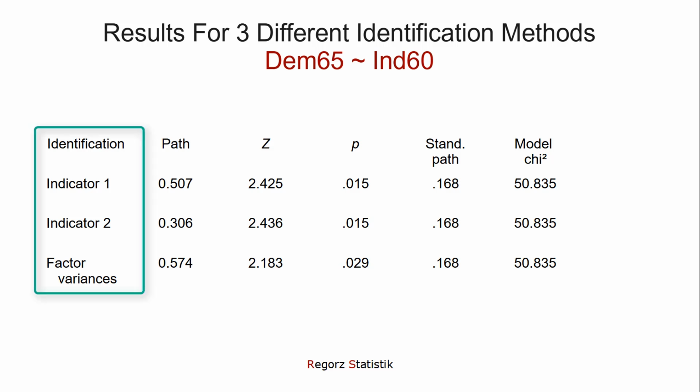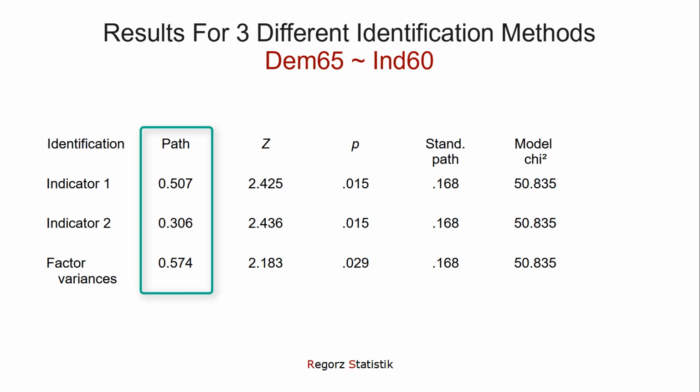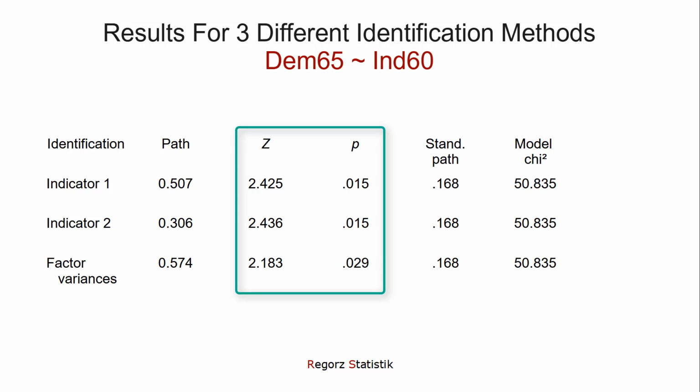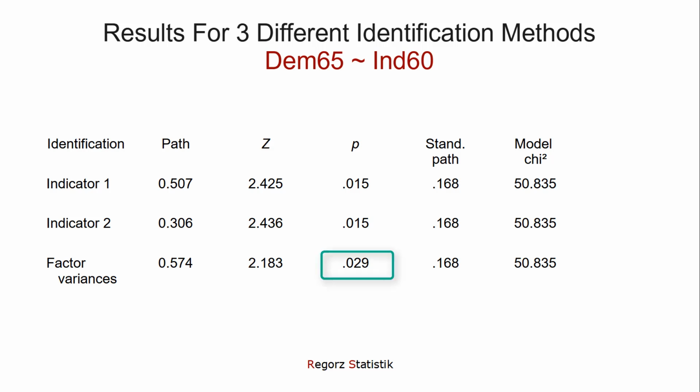Here you can see the results for those three options I showed you, the different path coefficients. And it makes sense that they are different because each identification method assigns a different metric to the latent variables. The standardized effect is the same for all three, because there the metric is not relevant anymore. But the problematic part is this here, the test statistic and the p-value. You can see that for different identification methods, we get different test statistics and therefore different p-values. And in this example, setting the factor variances to 1 results in a p-value that is nearly twice as high as the other two options.